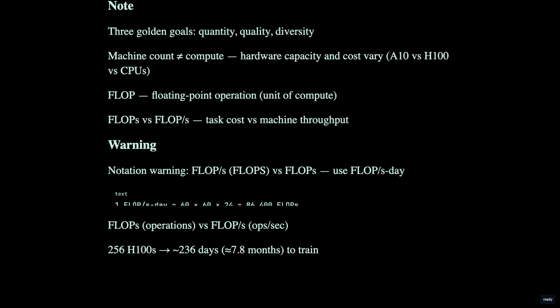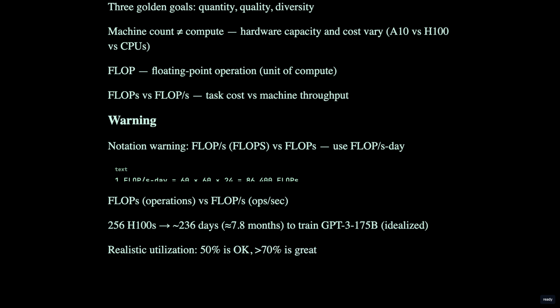This divides the estimated total compute for GPT-3, 3.14 times 10 to the power of 23 FLOPs, by the combined peak throughput of 256 H100 GPUs, 256 times 5.2 times 10 to the power of 18 FLOPs per day. With perfect utilization and no overhead or faults, that yields about 236 days, roughly 7.8 months, to finish training.